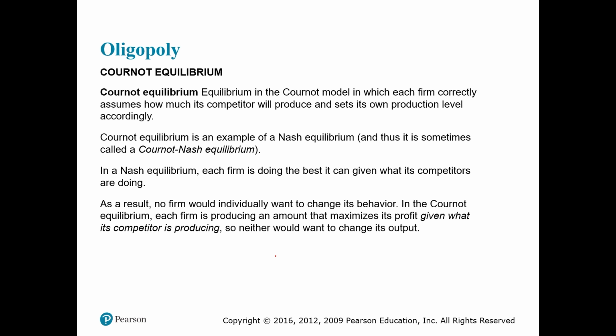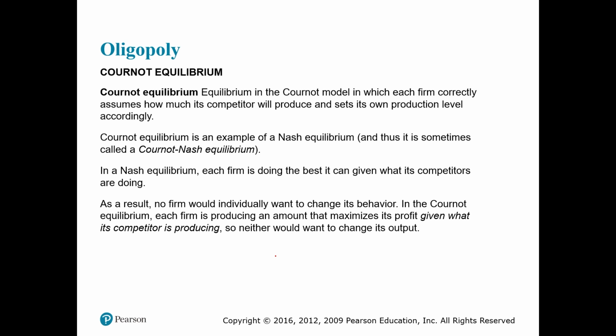Now, Cournot equilibrium is a Cournot model in which each firm correctly assumes how much its competitors will produce and sets its own production level accordingly. So Cournot equilibrium is an example of a Nash equilibrium, and for that reason sometimes we also call it a Cournot-Nash equilibrium. In a Nash equilibrium, each firm is doing the best it can given what its competitors are doing. As a result, no firm would individually want to change its behavior.